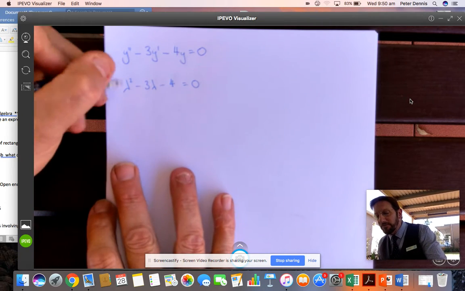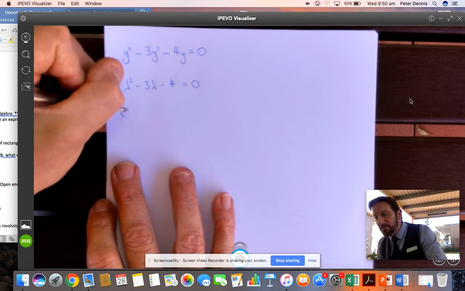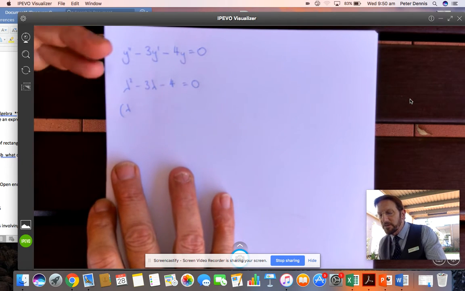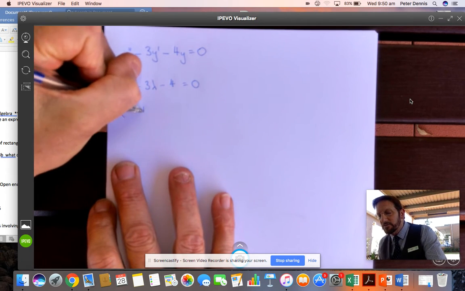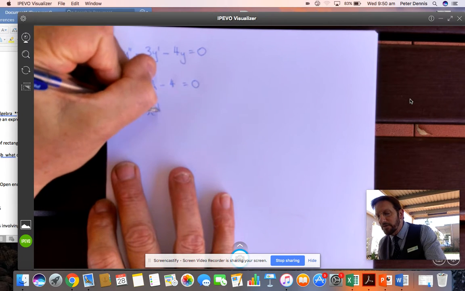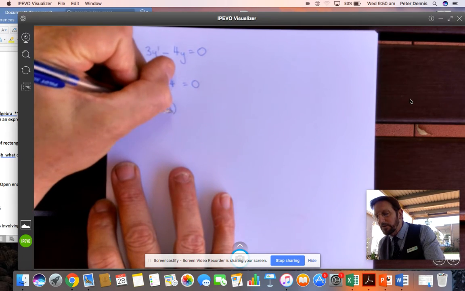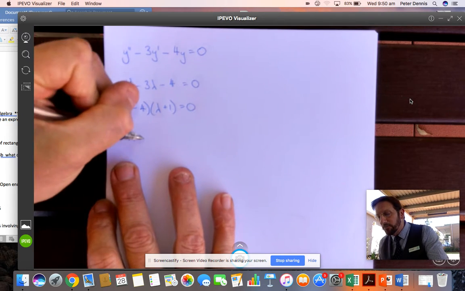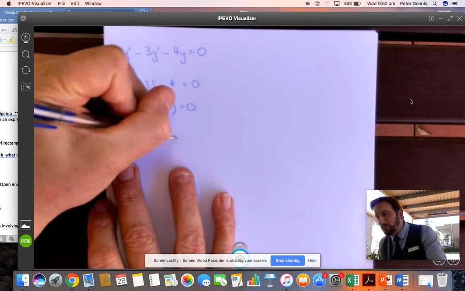Now, when we solve that for lambda, this one's nice and easy. It just becomes two numbers that multiply together to give minus 4 and add together to give minus 3. So that's obviously lambda minus 4 and lambda plus 1. Therefore, lambda equals 4 or minus 1.